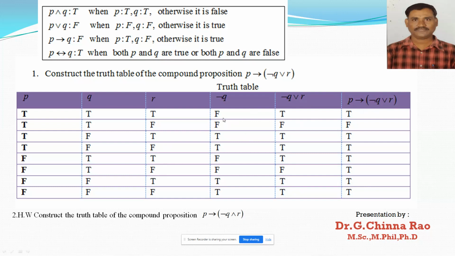As per the definition, P conditional Q is false when P is true and Q is false. Otherwise, it is true. Now, observe that false, true, it is the other case, true. False, false, it is true.